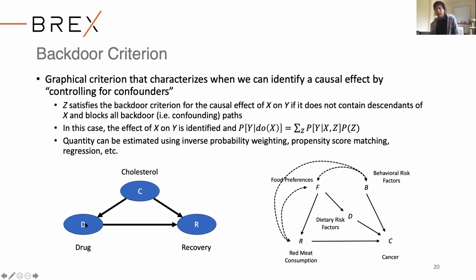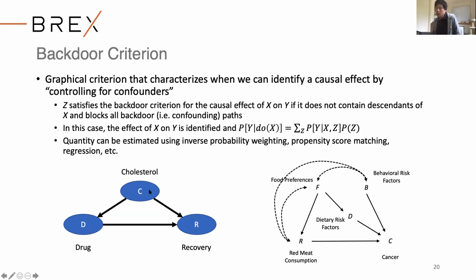is just any path that starts with an arrow into the cause and ends with an arrow into the effect. So you have this path that has an arrow going into drug, and it ends with an arrow going into recovery. That's what we call a backdoor path. And essentially, you just want to block all of those backdoor paths.